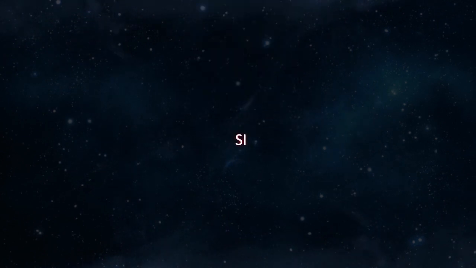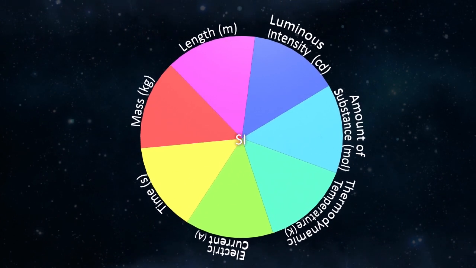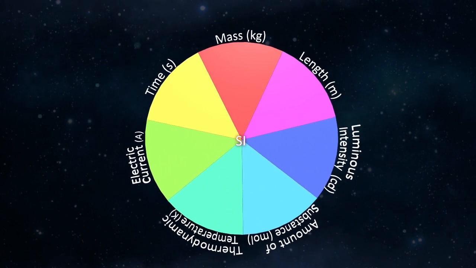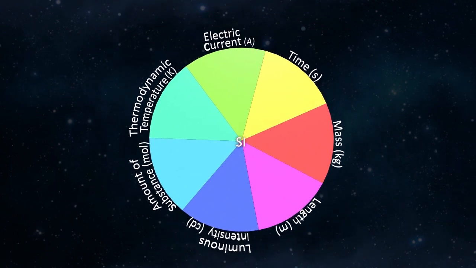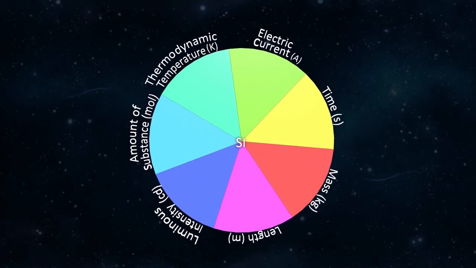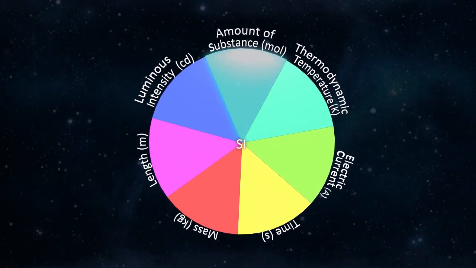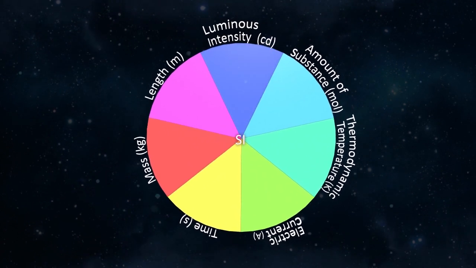There are 7 base units in SI, one each for 7 fundamental quantities. They are length, mass, time, electric current, thermodynamic temperature, amount of substance, luminous intensity.